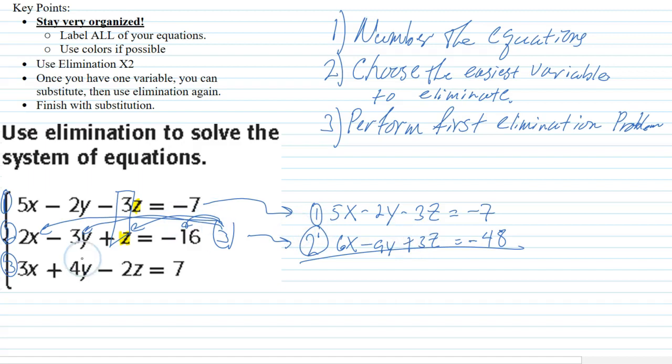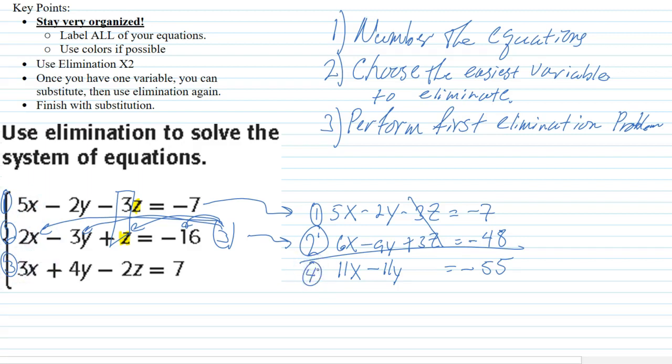Now, don't forget to distribute all the way through, and we combine like terms. 5x and 6x is 11x. Negative 2y and negative 9y is negative 11y. Negative 3z and 3z cancels out, which was the whole point, and that is equal to negative 55. Now, because we have created a new 2-variable equation, that is equation number 4. We had 1, 2, 3, and this is 4.